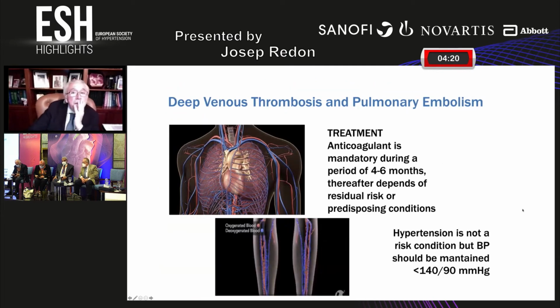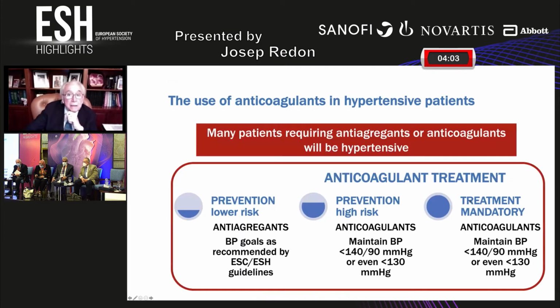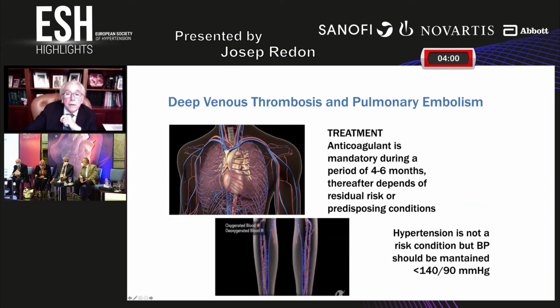And finally, deep venous thrombosis and pulmonary embolism. This is very common; this is in our clinic. We see in our hospital all the pulmonary embolisms and deep venous thromboses. Anticoagulant is mandatory, at least for 4 to 6 months. Thereafter, whether you maintain it depends on the residual risk of predisposing causes. In this case, hypertension is not a direct risk condition, but blood pressure should be maintained below 140/90 due to the risk of intracranial bleeding.